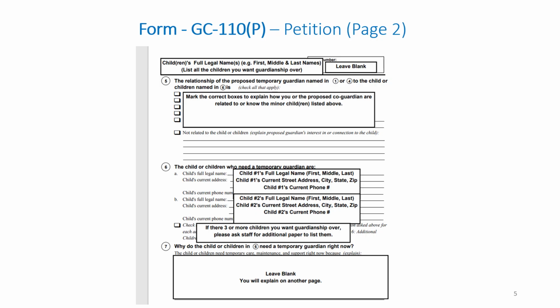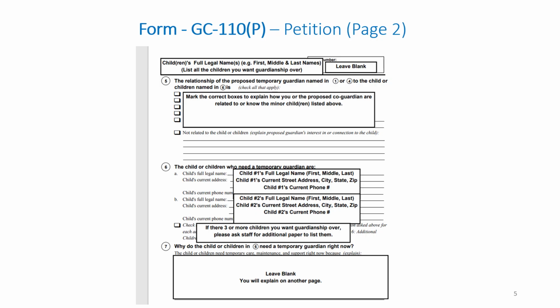Item 6. You will list each child's full name, current address, and current phone number here. If the child does not have their own phone number and is currently living with you, then list your phone number here. If there are more than 2 children, then mark the box at the bottom of item 6 and on a separate sheet of paper, list the additional children. Label the additional page at the top as Form GC-110P attachment 6, additional children.